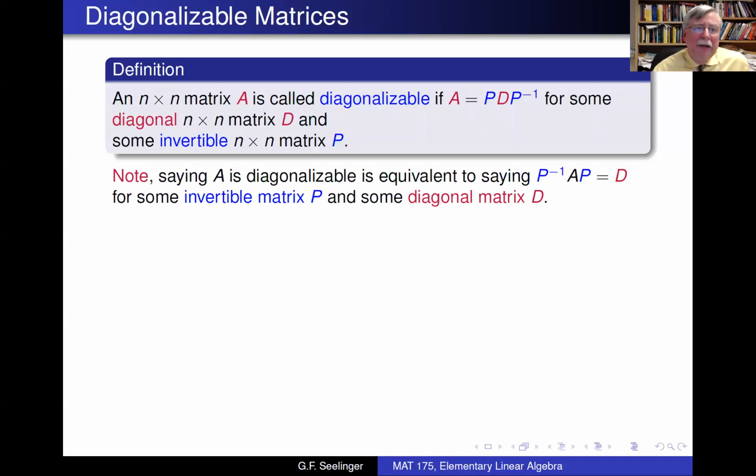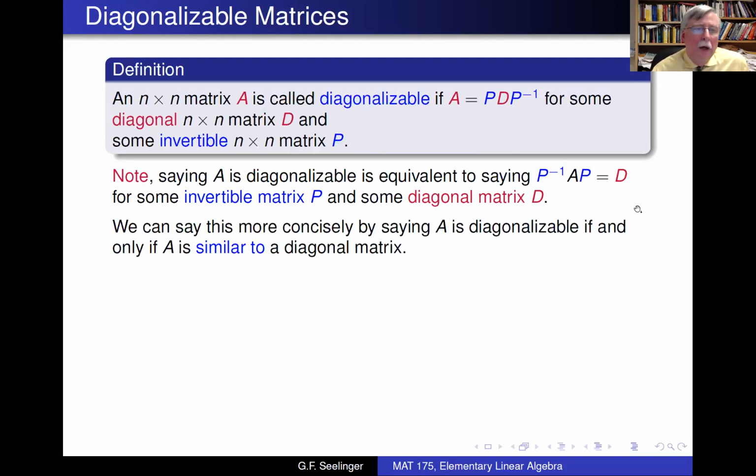That's the same thing as saying if I can find an invertible matrix to conjugate by and get a diagonal matrix. Again, that's a matter of just multiplying by P inverse on the left and then P on the right, and I get this equation here. So we can say this definition a little bit more concisely by saying A is diagonalizable if and only if A is similar to a diagonal matrix. It's the same thing.